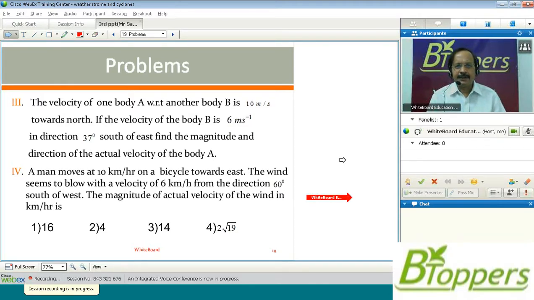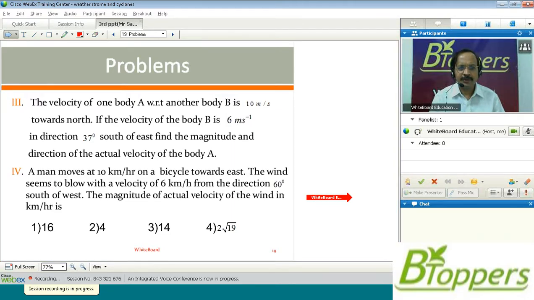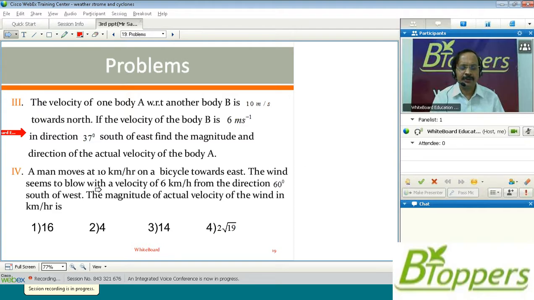So in the previous class, I have given you some problems in relative velocity, which I told you to try to solve yourself first. There are 3 problems left for a discussion. In the previous class, I have solved problem number 3, which is shown on the screen, and which I discussed already in the previous class. Next, I am going to discuss problem 4.